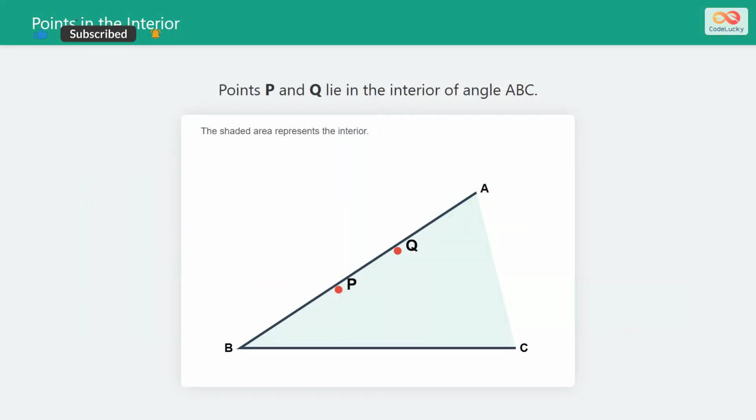We can identify specific points located in this region. Look at the diagram. Points P and Q are clearly situated between the arms of angle ABC. Therefore, we say that points P and Q are in the interior of the angle.